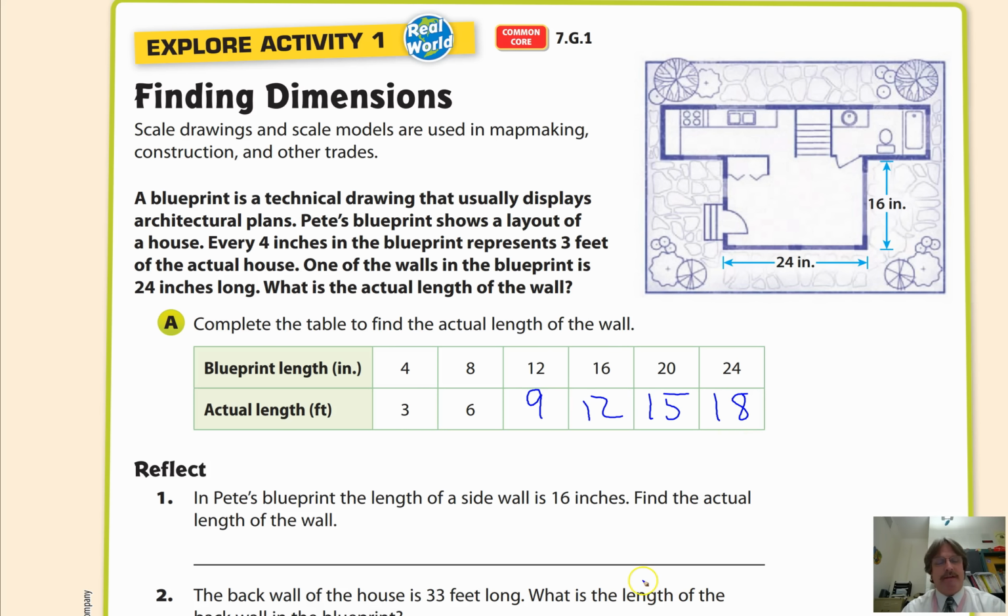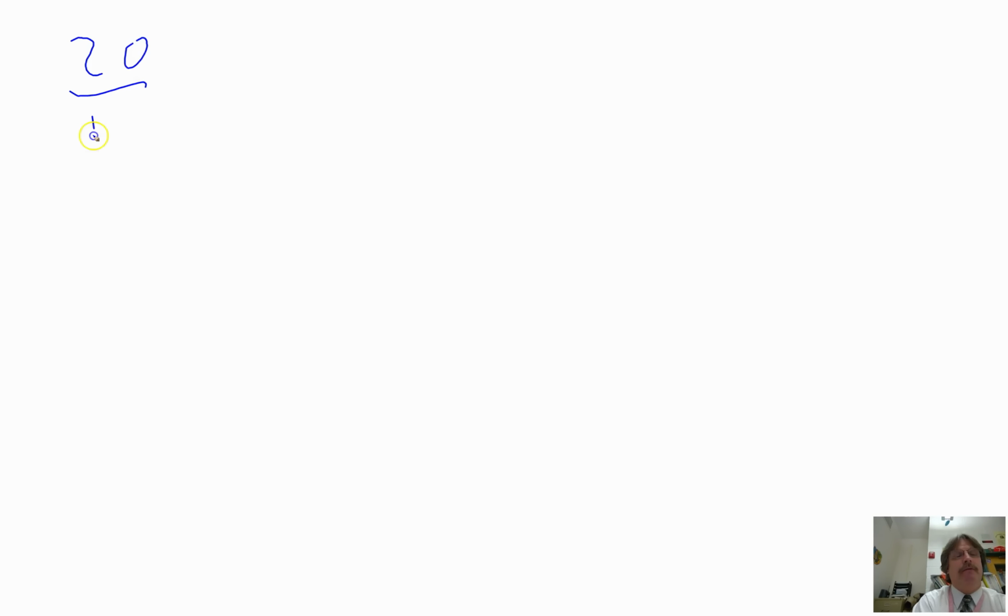What's the length of the back wall in the blueprint? Meaning, what's it in inches? Well, certainly we don't see 33 feet in here, so we have to ask ourselves, what can we do? I know that 15 feet is 20 inches, and if I double that, it gets me pretty close. So I have 20 over 15 plus 20 over 15, so that gives me 40 feet, or 40 inches, because this is inches to feet.